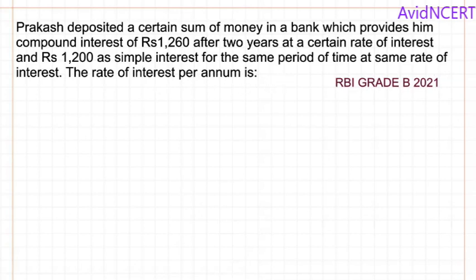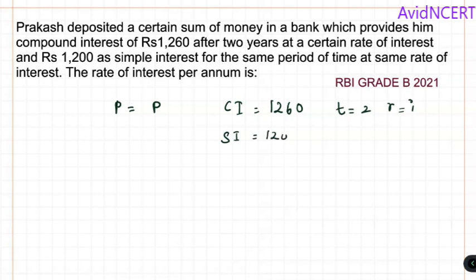So from the first sentence, Prakash deposited a certain sum of money. Principal is just P, which provides a compound interest of 1260 after 2 years, so time t equals 2 years, at a certain rate of interest. We don't know the rate of interest, so we can take it as R or I. And rupees 1200 as simple interest for the same period of time, which is t equals 2, and at the same rate of interest, which means R by 100 is equals I, since the rate of interest will be in percentage. So the rate of interest per annum is question mark.